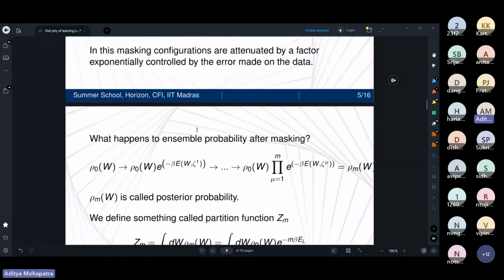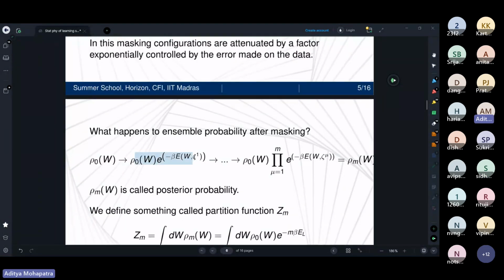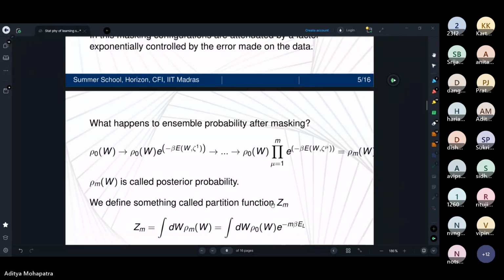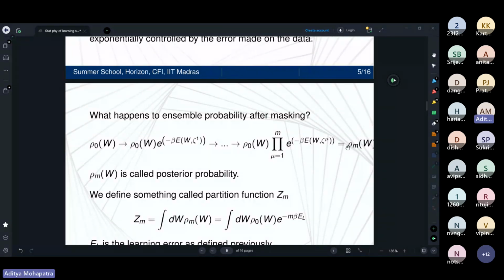So based on the first training, for theta one we multiply by this thing. And in the case of all m iterations, we multiply all the e to the power minus beta, right? This is a product from 1 to m, okay? And now our new probability distribution is rho m of w. Got it.